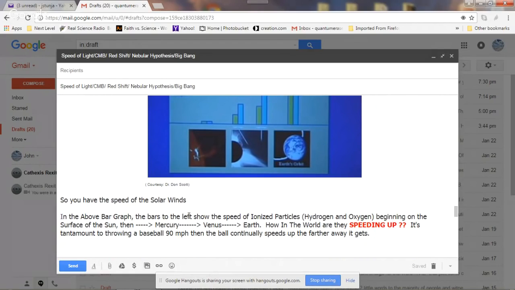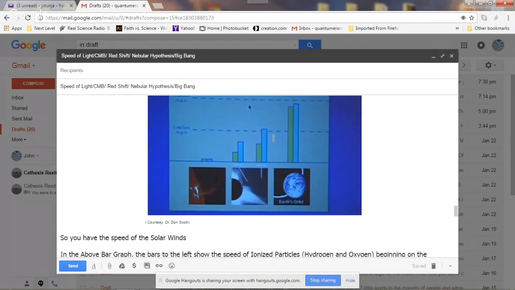So the bars on the left show the speed of the ionized particles, hydrogen and oxygen, beginning on the surface of the sun, not that fast at all. Then Mercury right here, Venus, it's getting up to 1 million miles an hour here, and then the Earth. My question is, how is it speeding up?